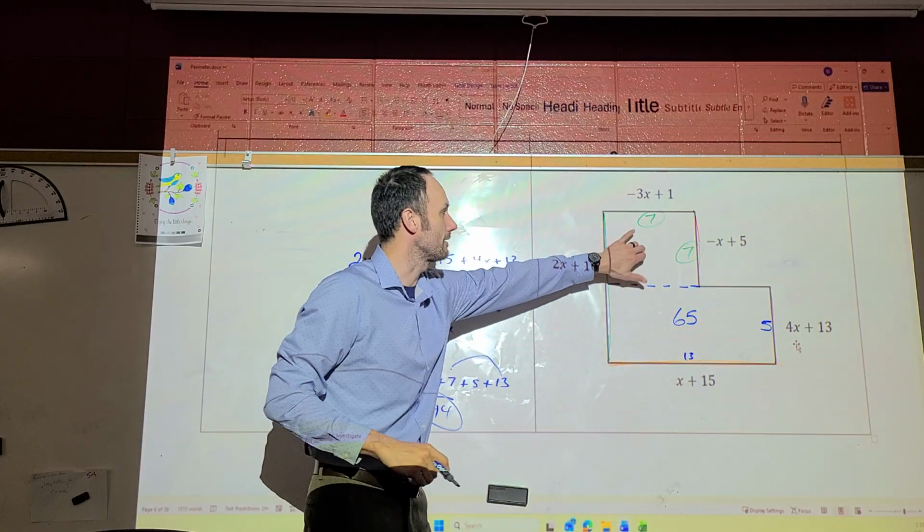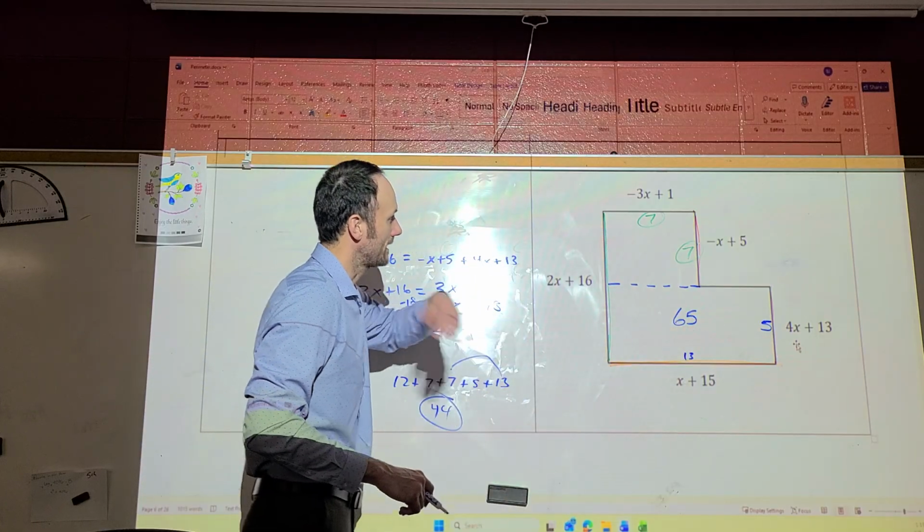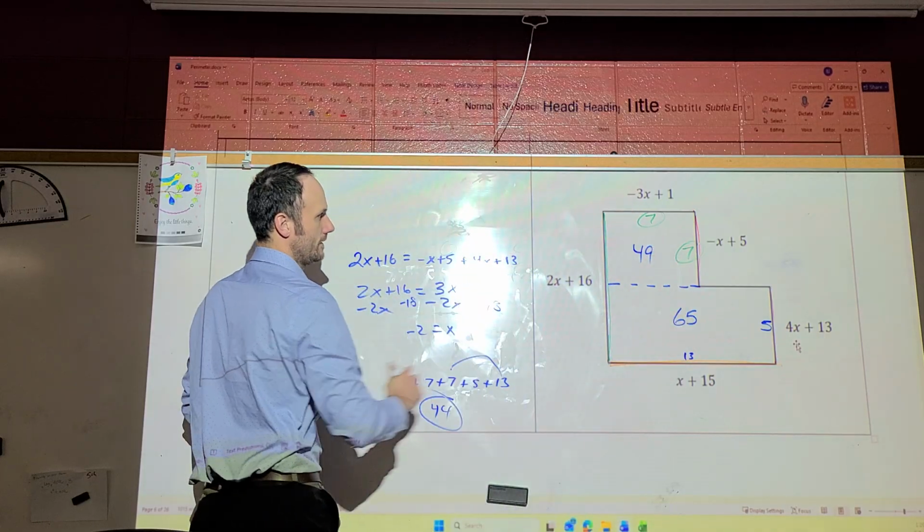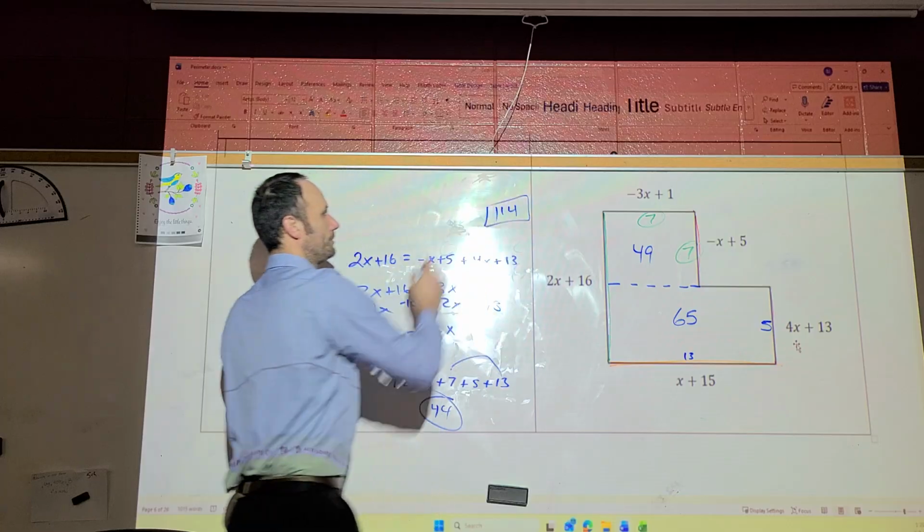But I still need to find that area. And so I got to be careful there. That's a 7 by 7, so that's 49. And then I need to take the sum of those. So that's 114 would be the area, right?